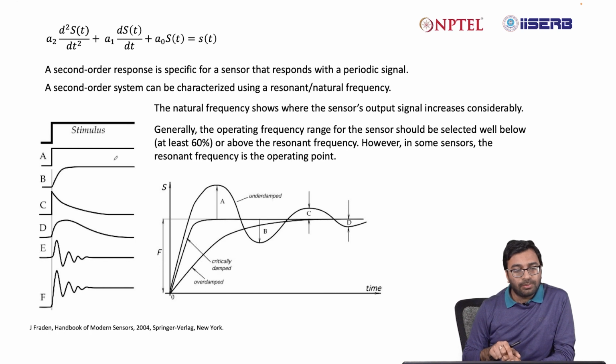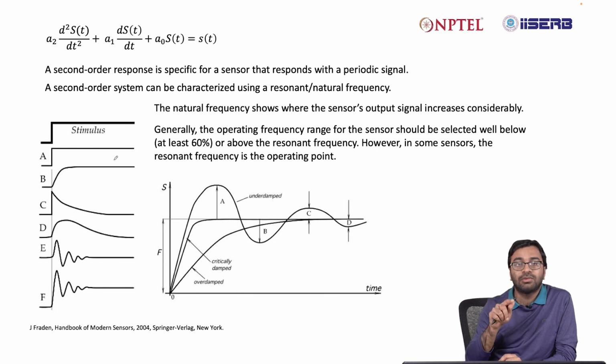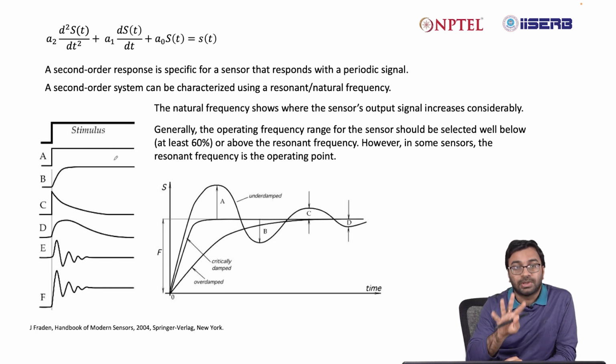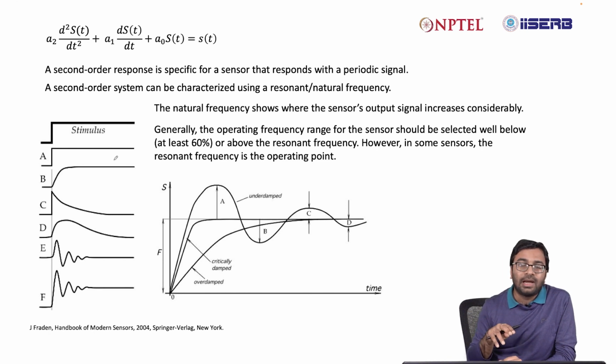Similarly, a second order response is specific for a sensor that responds with a periodic signal, and a second order system can be characterized using the resonant frequency. So resonant frequency is the frequency where the sensor starts resonating. Usually we don't operate a sensor in its resonant frequency. We either take a frequency which is well above or below, at least 60% above or below that resonant frequency, because that is the safe limit. Otherwise you may find that it becomes very difficult to control the sensor.